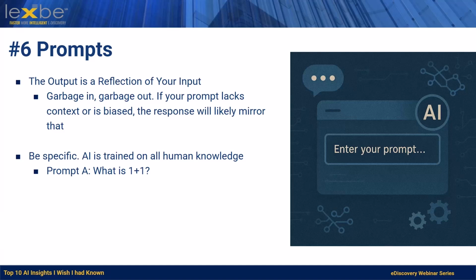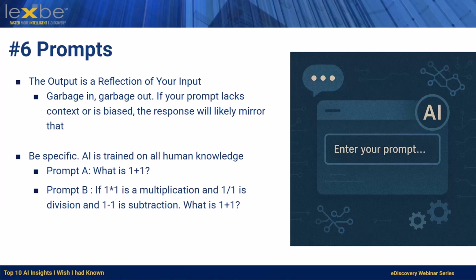So be specific. Here's a great example. I love this one, where the prompt simply says, what is 1 plus 1? The first time I saw that, I thought, it's obvious. It's 2. How can it not be 2? But again, the AI is trained on all human knowledge. So what if we do a prompt B that says 1 times 1 is a multiplication, 1 divided by 1 is a division, and 1 minus 1 is a subtraction. Now, what is 1 plus 1?